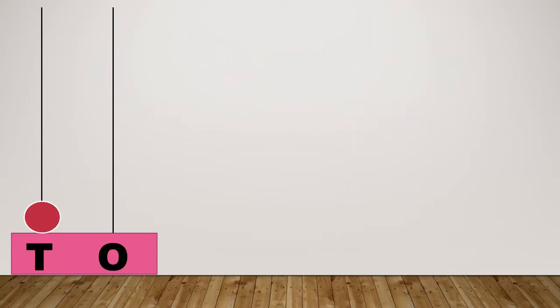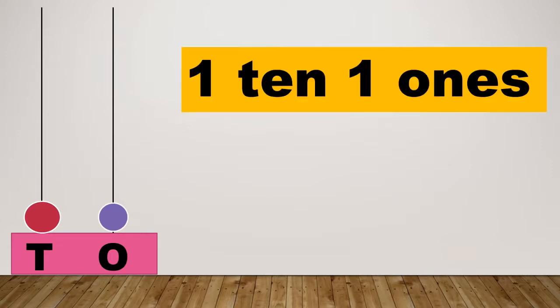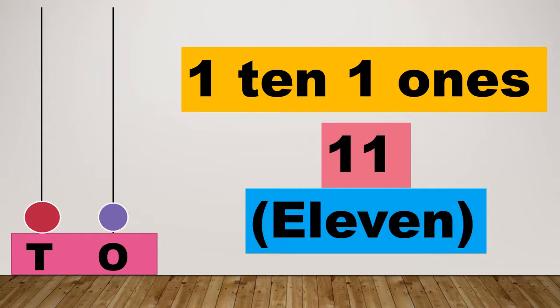Now I am going to put one bead in ones place. Already I put one bead in tens place. Now I put one bead in the ones place. It means 1 ten, 1 one. 1 ten, 1 one makes 11. ELEVEN, 11.